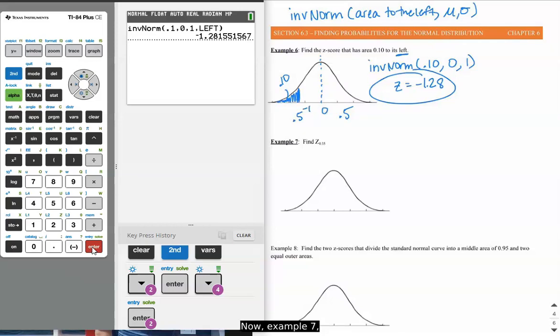Now, example 7, right, it says z of 0.35, and this is read as z sub 0.35, so like 0.35 is what they're saying, the area to the right. So it's an area to the right. Okay, so area to the right, 0.35, it's going to be somewhere over here. So 0.35. Now, I guess if you have the newer calculator, you could go through, and I'll write this down. So it would be inverse norm.